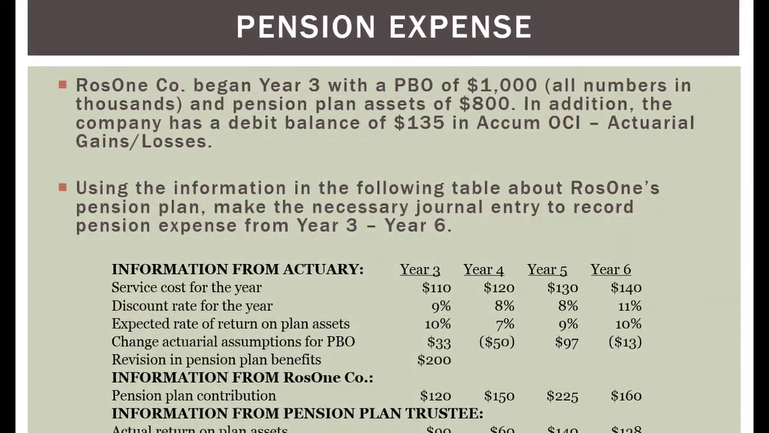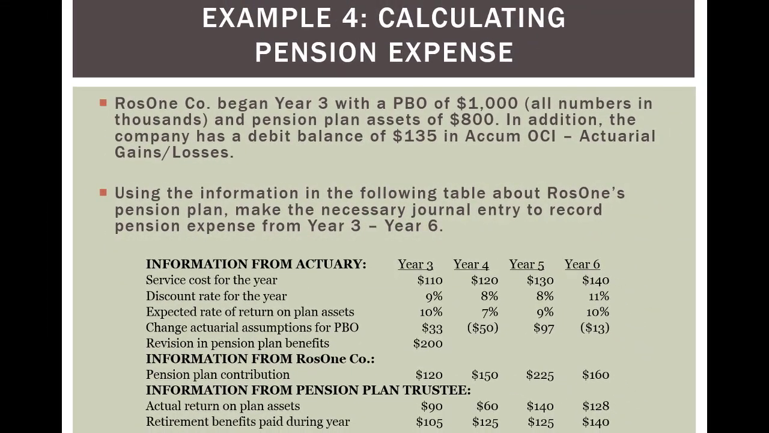Because of time constraints, we're going to continue on with the ROS 1 company that we've already looked at, which means we're going to keep using the prior service cost amortization table that we already looked at in example number 2. So please make sure that you have those numbers ready because we're going to keep using them moving forward. If you remember from our example number 3, we started out at the beginning of year 3 with a PBO of $1 million, although I'm going to write it in thousands just to save some time. Plan assets were $800,000. Again, we're going to write it as 800. We had a debit balance in accumulated OCI actuarial gains and losses of $135,000.